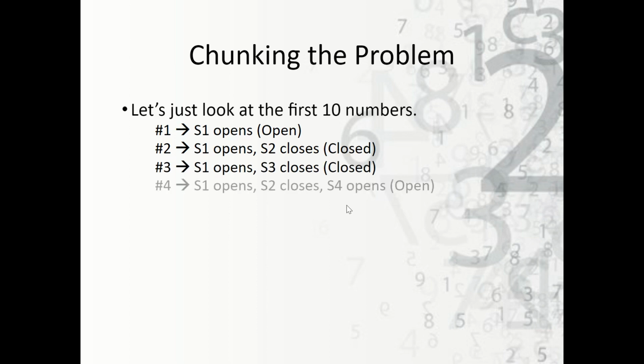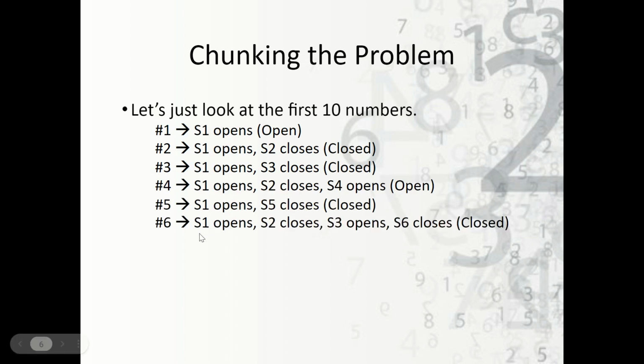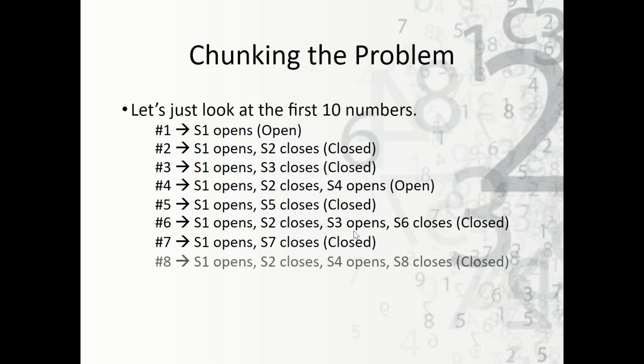So it's closed. Locker 4, student 1 opens it, student 2 closes it, student 4 opens it, it stays open. Locker 5, student 1 opens it, student 5 closes it, it's closed. Locker 6, so locker 6 is opened by student 1, closed by student 2, opened by student 3, and closed by student 6. So it's closed at the end. Locker 7 is opened by student 1 and closed by student 7. So it's closed. Locker 8 is opened by student 1, closed by student 2, opened by student 4, and closed by student 8. So it's closed.